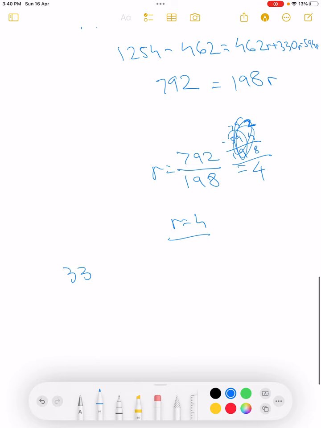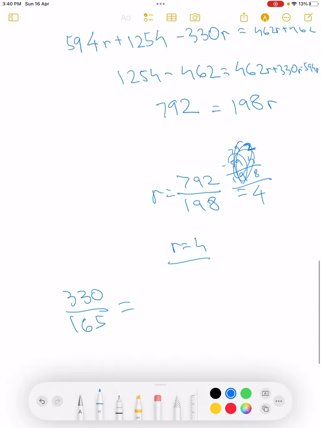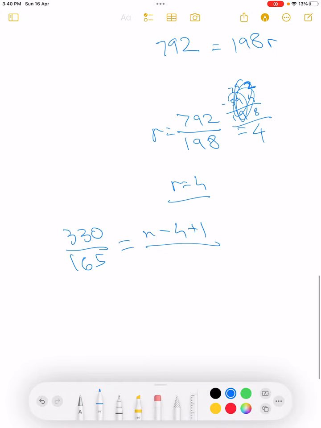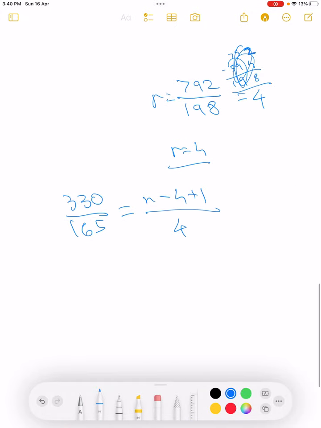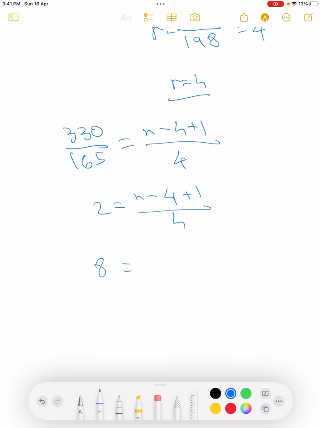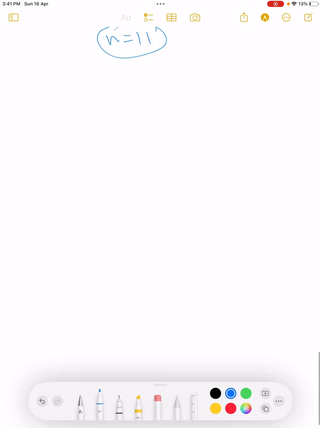We can use the equation: 330 upon 165 is (n - 4 + 1) upon 4. Similarly, 330 upon 165 can be simplified to 2. So (n - 4 + 1) upon 4 equals 2, so n - 3 is 8. So basically n comes out to be 11. So the answer in our case is 11, and we have found the value of n.